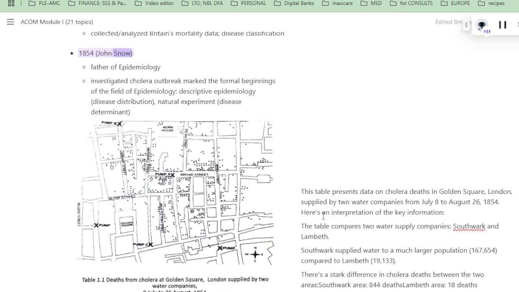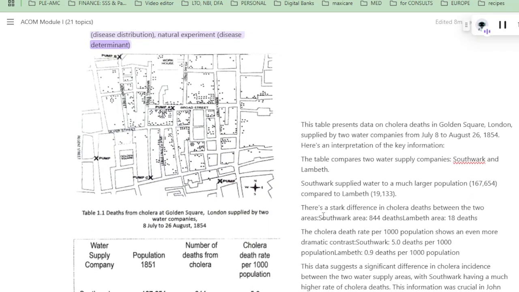1854, John Snow, father of epidemiology. He investigated a cholera outbreak, which marked the formal beginnings of the field of epidemiology: descriptive epidemiology, disease distribution, natural experiment, disease determinant.